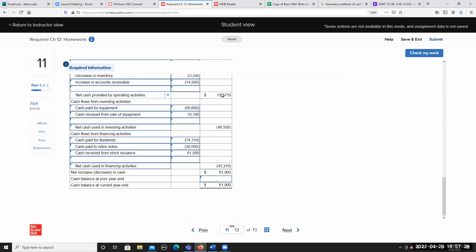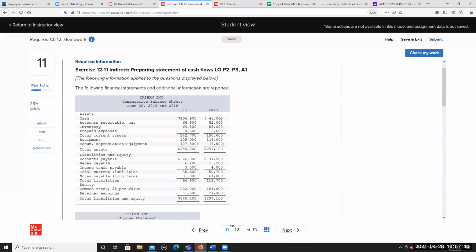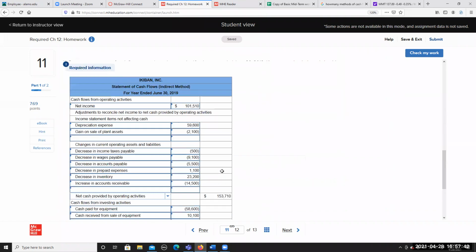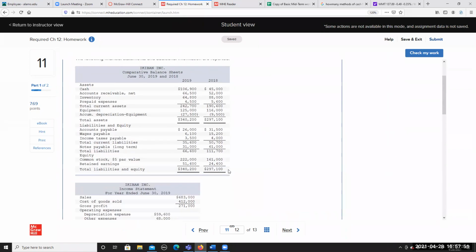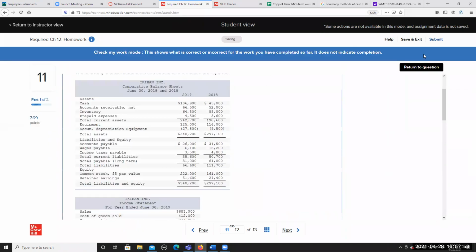153.710 minus 48.5 minus 43.310 is 61.9, your change. Your cash at the beginning was 45,000. Put that number there. And if you add the two together, so let's go up and see if the ending cash is 106.9, and it is, and that means we got it right.